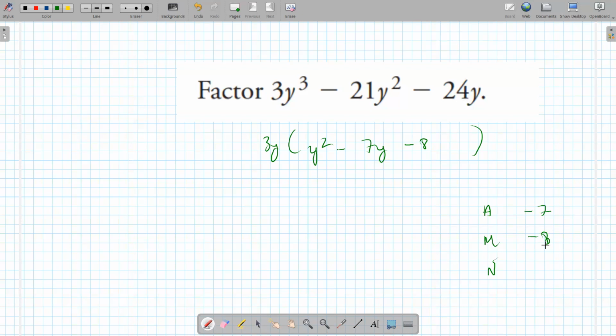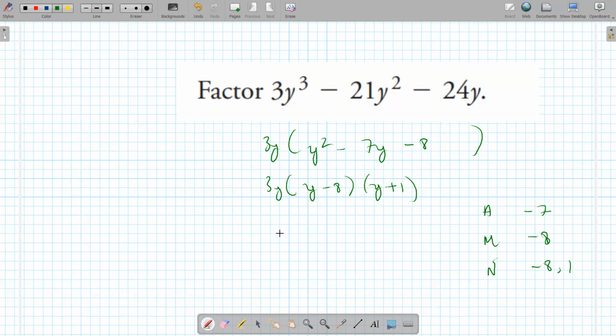-8 and 1. That's right. Now, if the a value here is 1, you can straight up do y minus 8, y plus 1, if the a value there is 1.